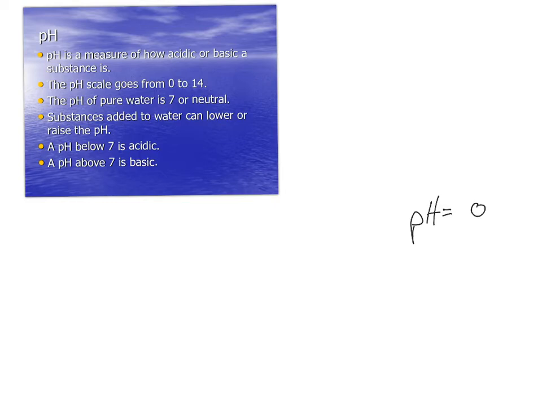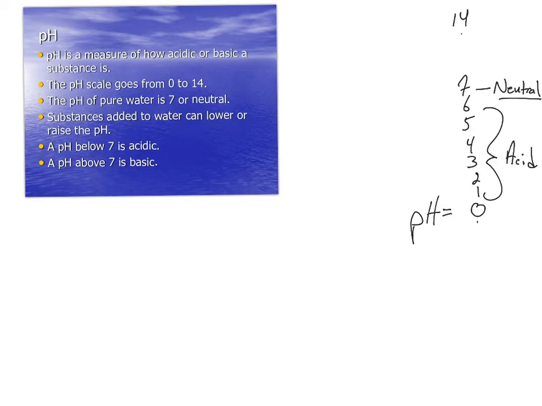It goes from 0, all right? It goes from 0 to 1, 2, 3, 4, 5, 6, and 7. 7 is neutral. At 7, it's not acid or base. It's not one or the other. This side is acid, that's 0 to about 7 is acid. And then from 7 to 14 is base. So when we say an acid or a base, we're talking about the pH level.